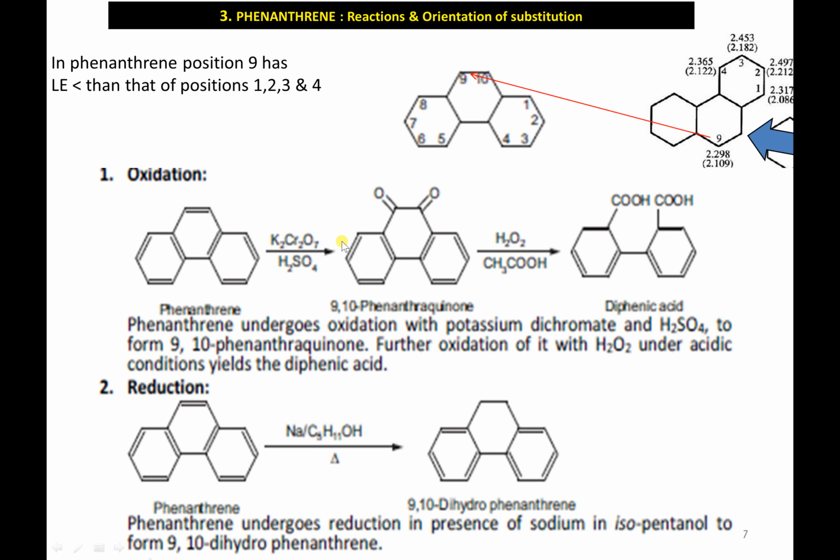And oxidation is, of course, normal chromic acid oxidation, which first just oxidizes to the diones. Further with H2O2 you get ring opening to the dicarboxylic acid, diphenic acid. The reduction is, of course, with sodium and isopentanol. You get 9,10-dihydrophenanthrene.